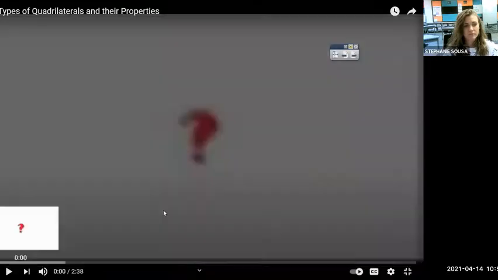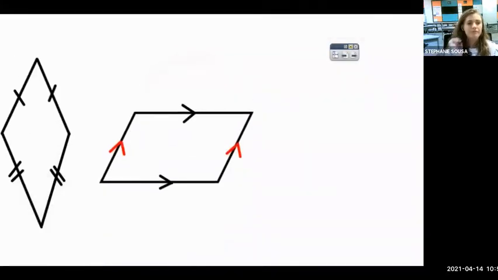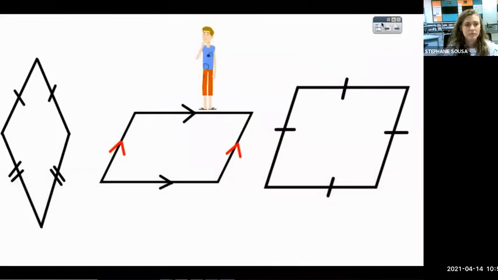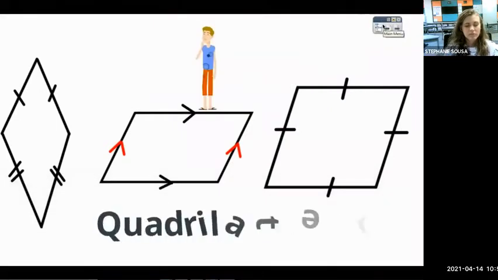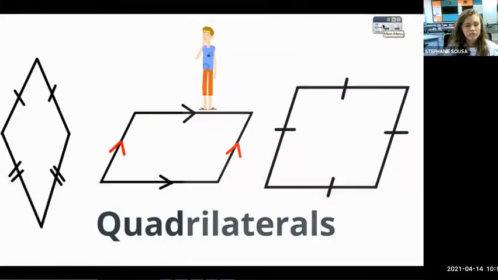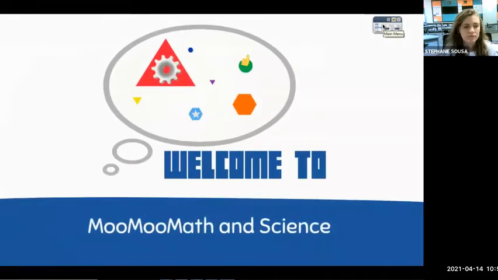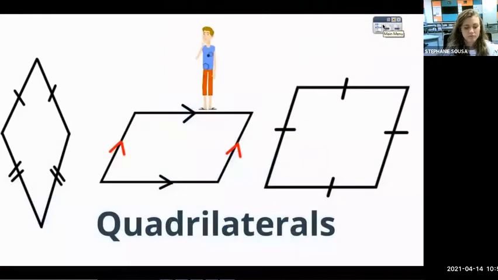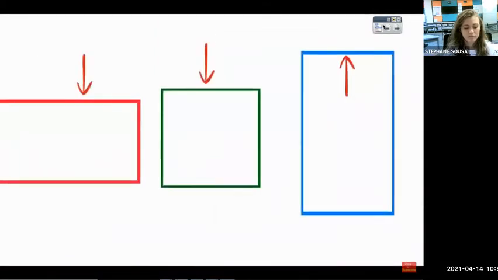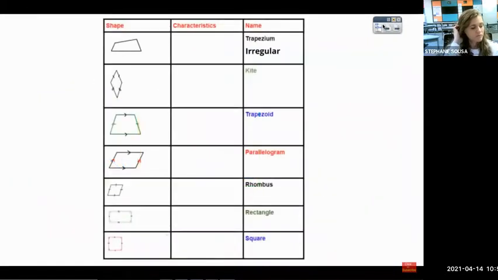And they're quadrilateral. What do these shapes have in common? Yes, they have 4 sides and 4 angles. And they're quadrilaterals. Welcome to Moo Moo Math and Science and Quadrilaterals. However, when you look at these shapes, they're all slightly different. Quadrilaterals are classified according to their side lengths and angles. If you take a look at this chart, we'll try to make sense of this. And as you move down the chart, the quadrilaterals get a little bit more specific.